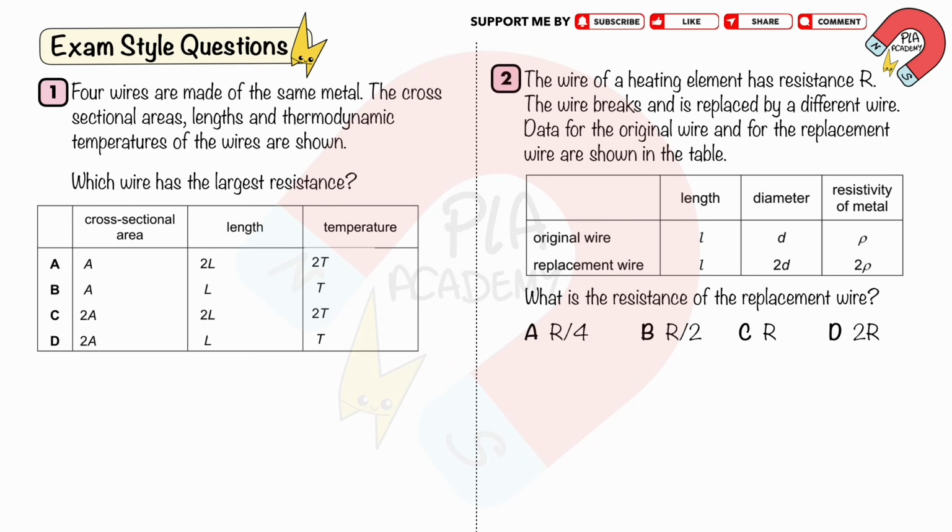Exam style question 1. 4 wires are made of the same metal. The cross-sectional areas, lengths and thermodynamic temperatures of the wires are shown. Which wire has the largest resistance?